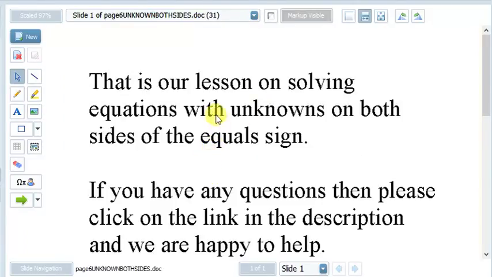on solving equations with unknowns on both sides of the equal sign.